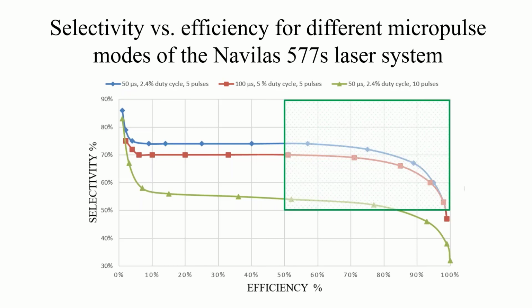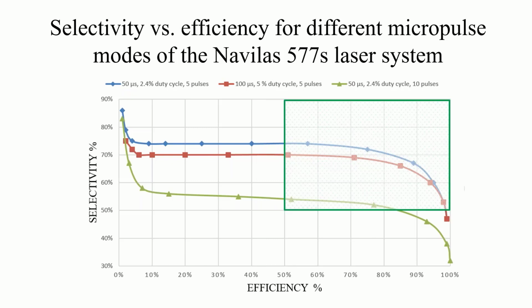A computer simulation was performed for the modes of the Navilas laser system with a different number of micropulses and micropulse duration. The modes that fall into the window with the highest selectivity and efficiency values are highlighted with a green rectangle. Under this condition, the targeted effect on the RPE was consistently achieved with minimal damage to the adjacent structures. The Micropulse mode, with a micropulse duration of 50 microseconds, 2.4% duty cycle, 10 milliseconds pulse envelope, results in selectivity and efficiency values of greater than 67% within a certain range of Micropulse power and is preferable for use in the foveal avascular zone.